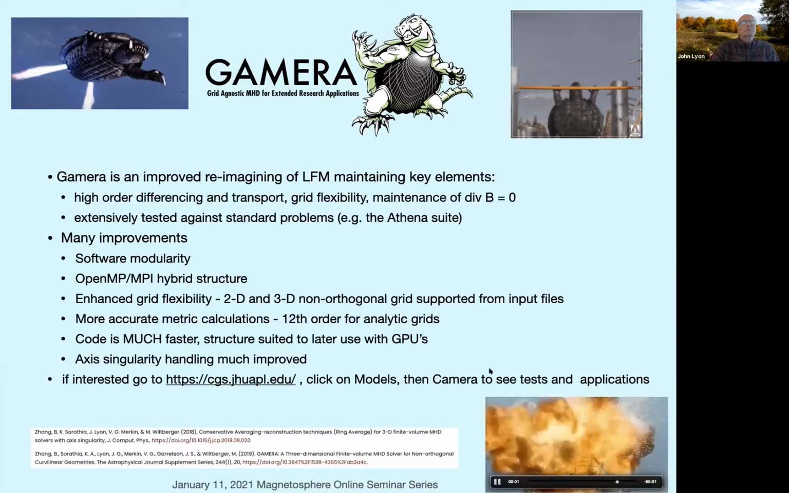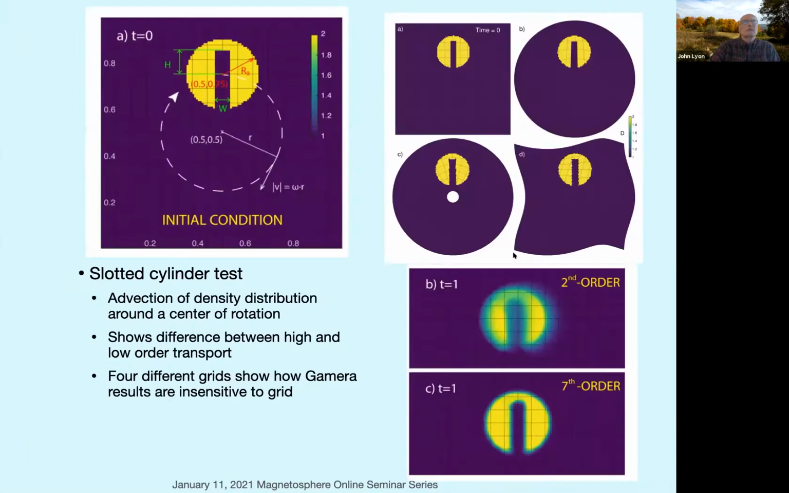And there is Gamera, and he's going to show us what he can do. Okay, so here's a test problem that we did in Gamera, and it shows a couple of things. This is a slotted cylinder test. It does advection of the density distribution around the center of rotation, shows the difference between high and low order transport, and there are 4 different grids to show that actually Gamera is grid agnostic MHD for extended research activities, something like that.